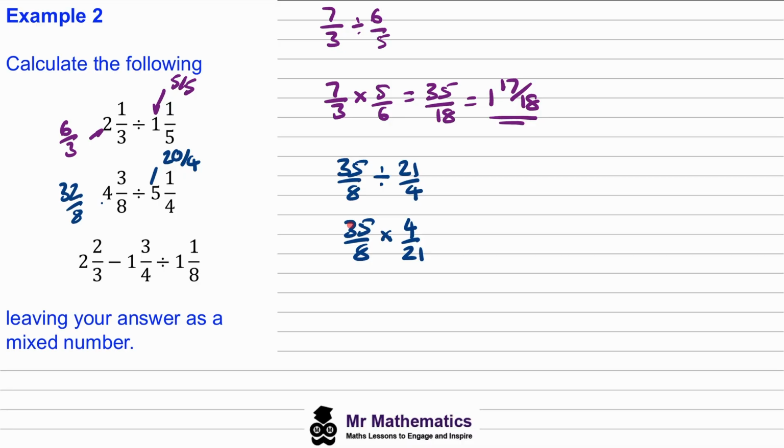Now you can see the 35 and the 21 share a common factor of 7. So we'll divide both by 7. And the 4 and the 8 share a common factor of 4. So we can simplify this question. We'll have 35 divided by 7, which is 5. 4 divided by 4, and 8 divided by 4, and 21 divided by 7. So this will give us 5 times 1 over 2 times 3, 5/6.